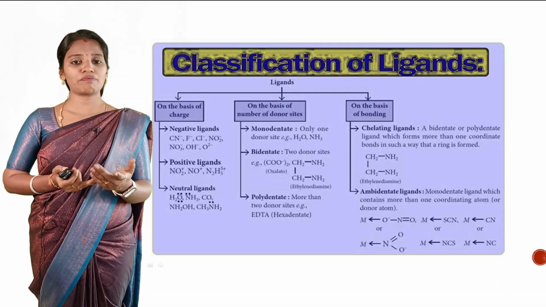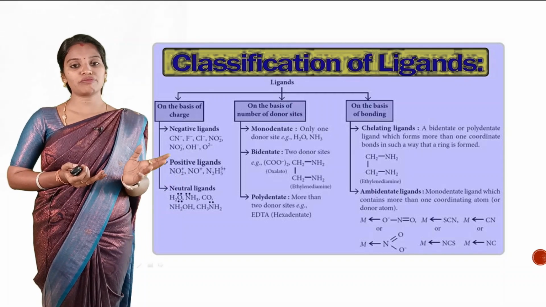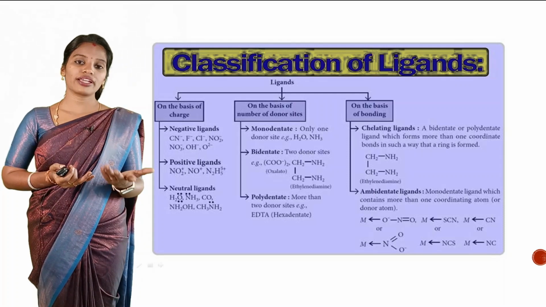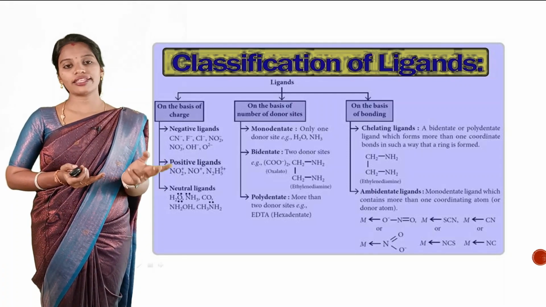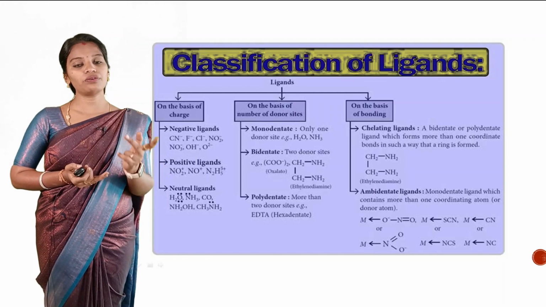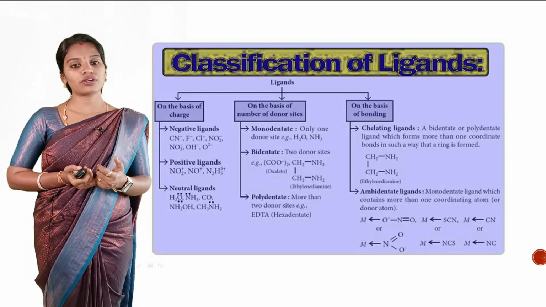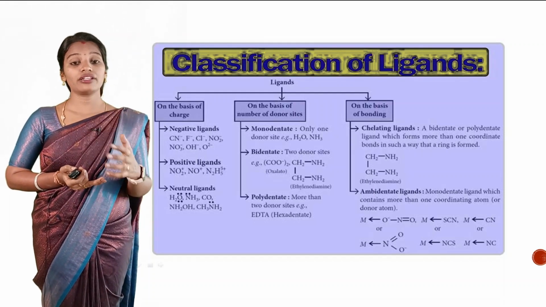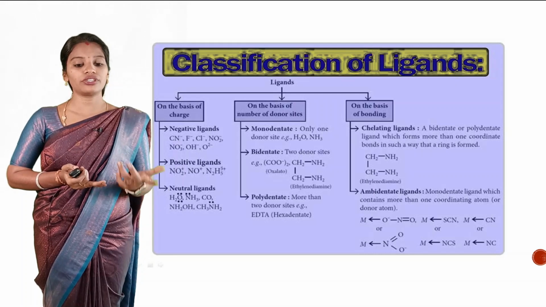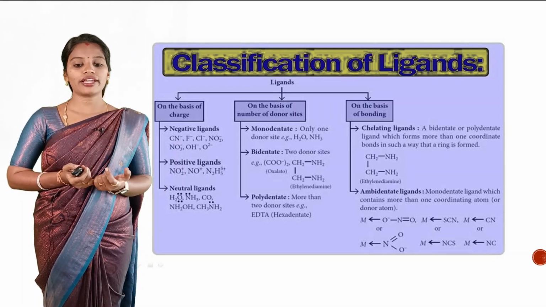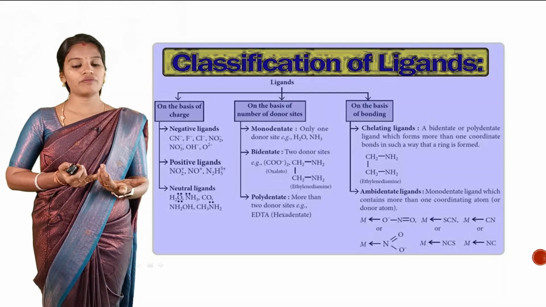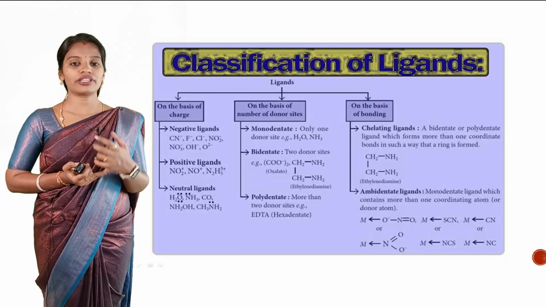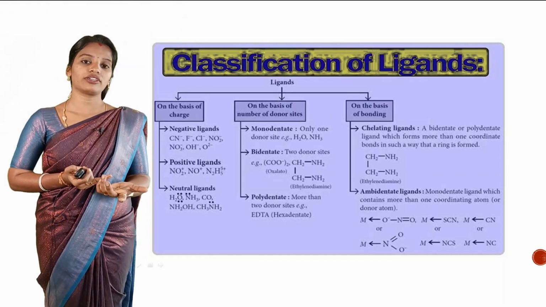So negative ligand examples: most of the halogens, F minus, Cl minus, Br minus, and nitro, nitrito, hydroxy. So these are examples for negative ligands. And then positive ligands, NO2 plus and NO plus. This was the example. And neutral ligands, water and amine, ammonia, carbonate. These are the frequently used neutral ligands. And then monodentate examples: water, ammonia. Bidentate: oxalate, ethylene diamine. Polydentate example: the well-known hexadentate ligand EDTA.